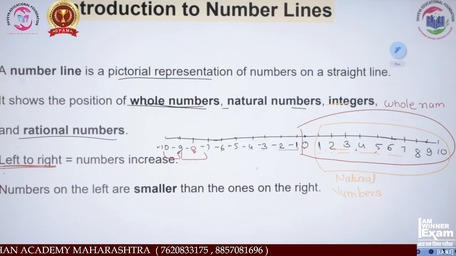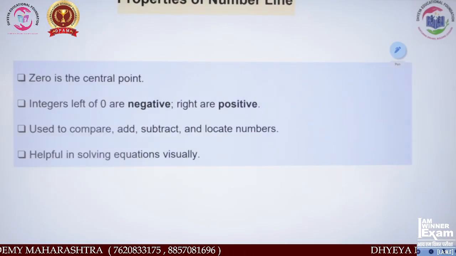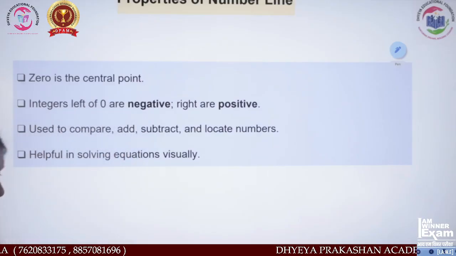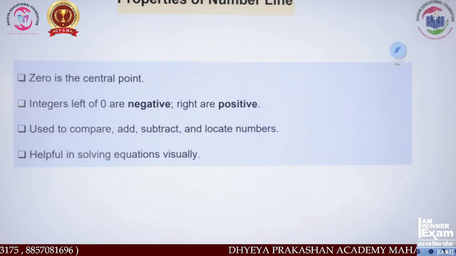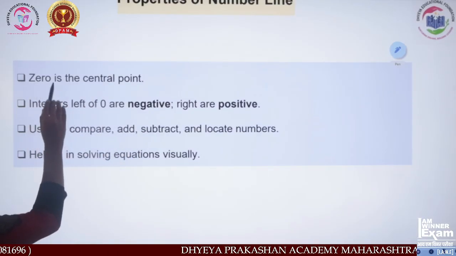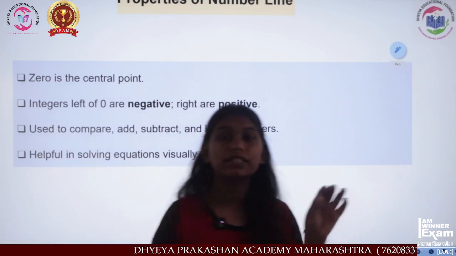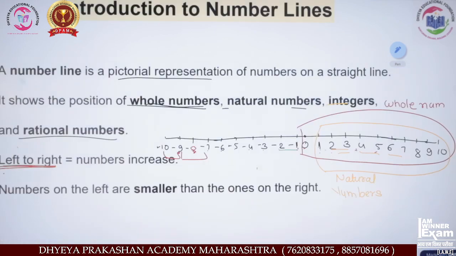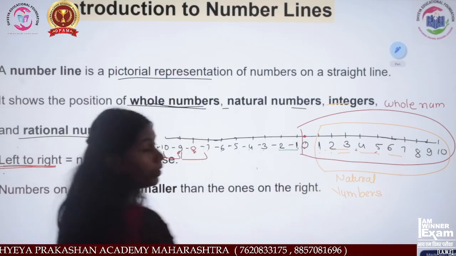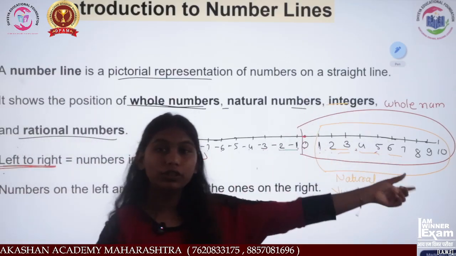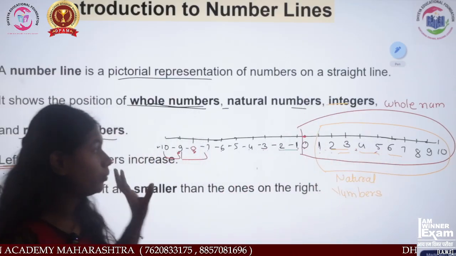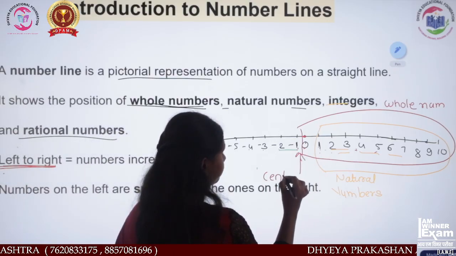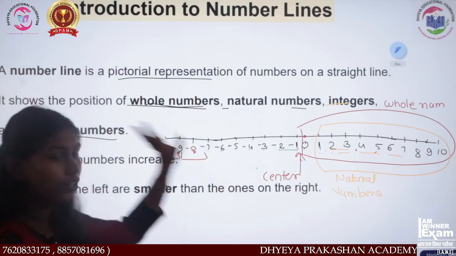Now these are some properties of the number line. The first property is that 0 is a central point. Just now I told you that 0 is always between the positive and the negative numbers. So what does it mean? That 0 is in the center.